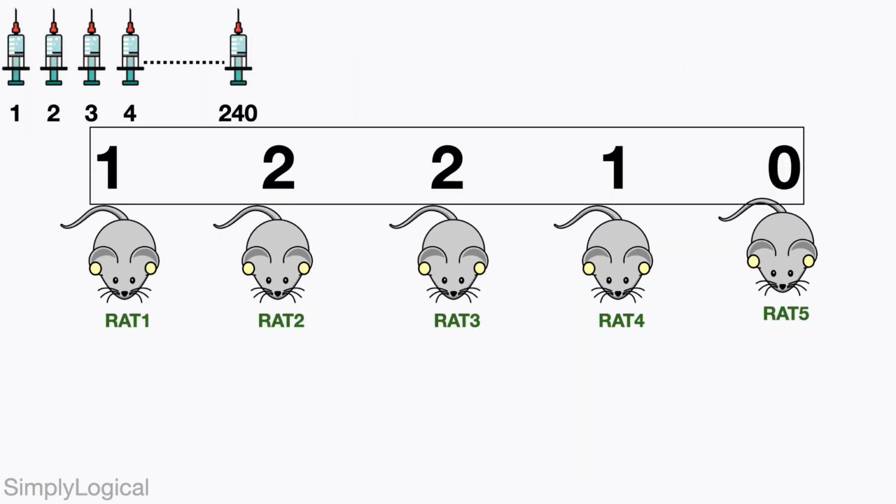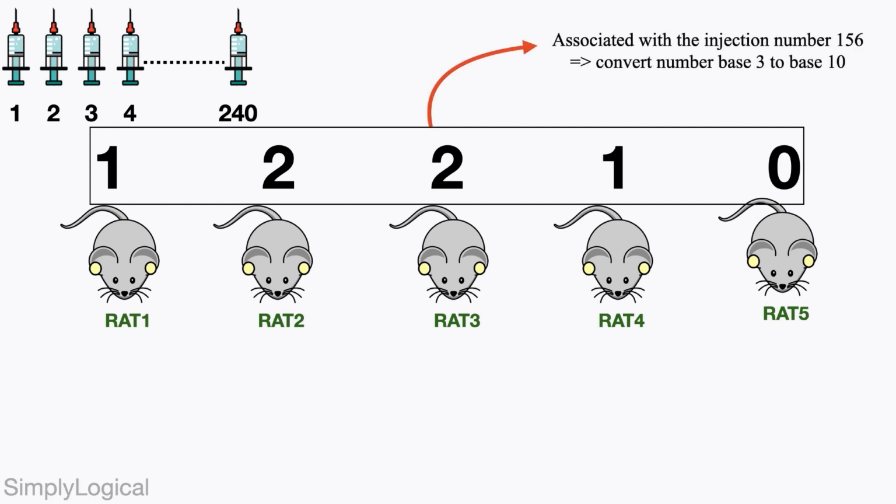rat 5. A rat that is assigned the number 1 will be given that injection on day 1, that is at the start of the first 24 hours. Similarly, a rat that is assigned the number 2 will be given the injection on day 2, that is at the start of the next 24 hours. And a rat which is assigned the number 0 will not be given that injection at all.